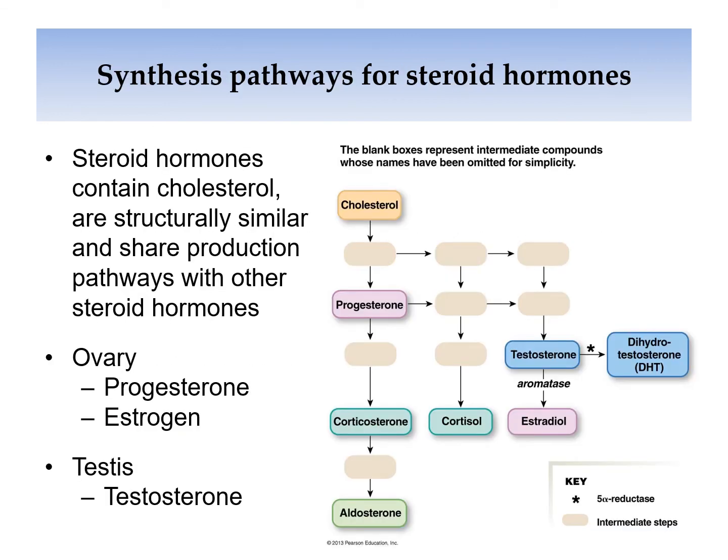So this slide talks about how all of these essentially have an origin and a precursor in cholesterol. And obviously there are some blank boxes here, and they're just intermediate compounds. And you can see how this cholesterol is essentially used to make progesterone, testosterone, DHT, estradiol or estrogen, cortisol, corticosteroids, and aldosterones.